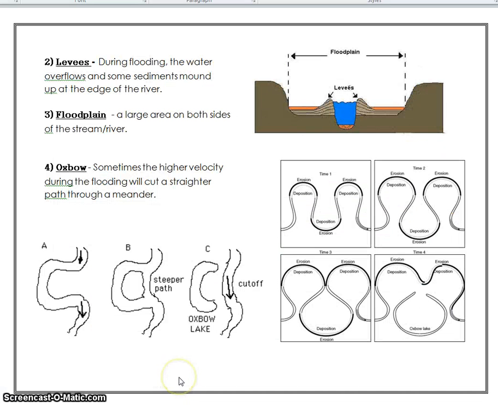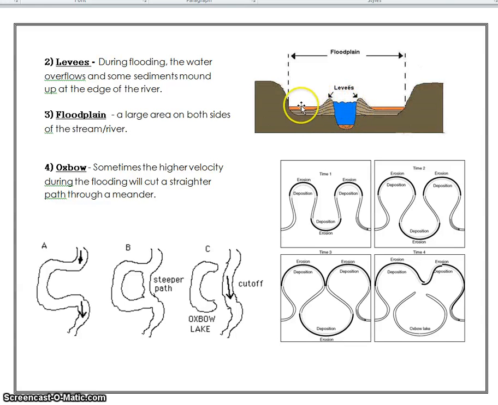Other unique depositional features are levees, floodplains, and oxbows. Levees are when water in times of flooding will rise and move over and spill onto the surface. These mounds of material will start to build up and will help to contain water when water starts to fluctuate during summer season. You might have times when the water's high or low, but this helps keep it in there so it's not flooding every single time.